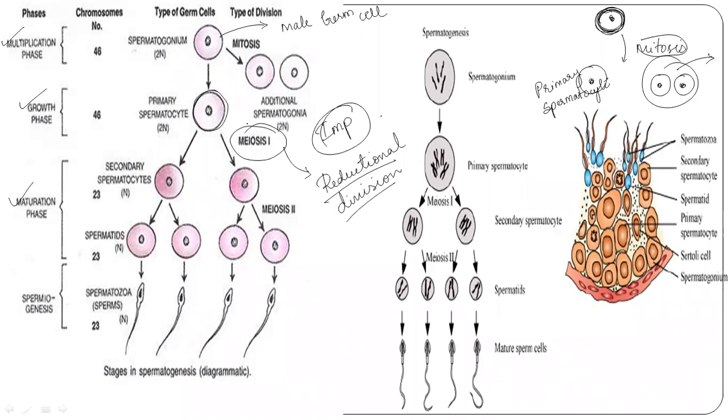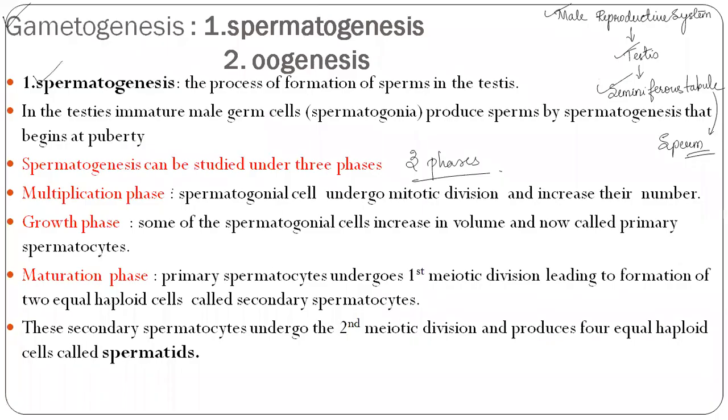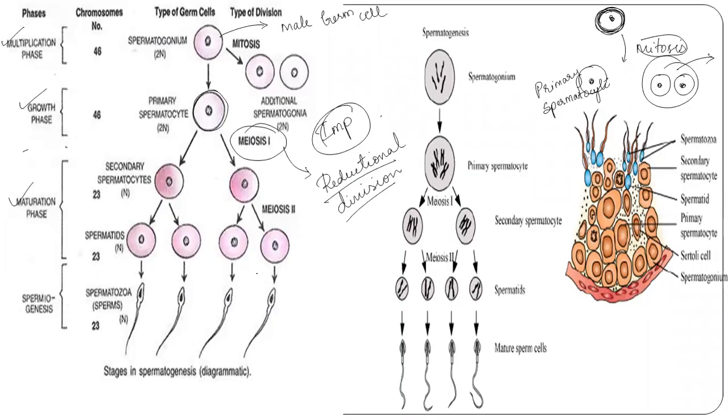Beside the multiplication phase, you need to write a one-line definition. Growth phase, one-line definition. Maturation phase, one-line definition. The major benefit is that when I ask you to draw and explain the spermatogenesis process, you can give this explanation, add some more points from your books as well, and draw this flow. Isn't this easy to remember?